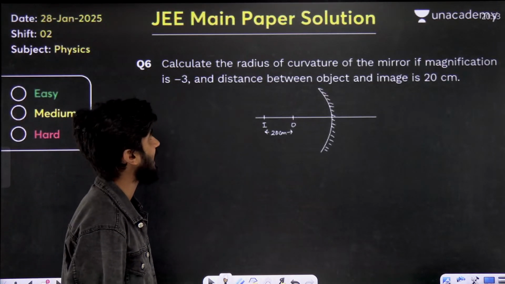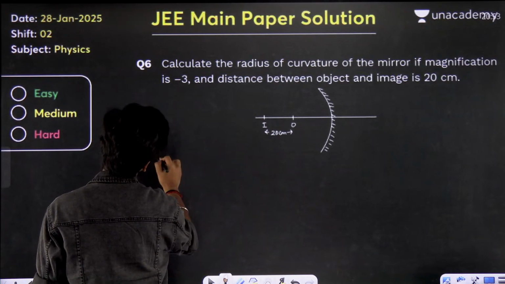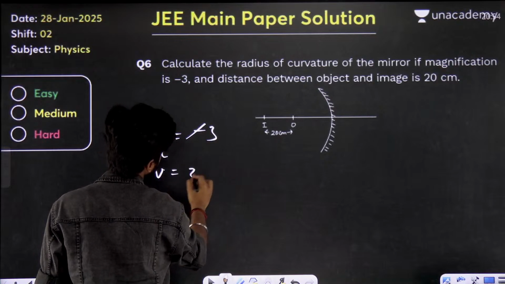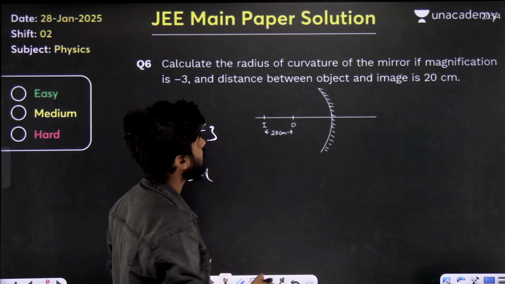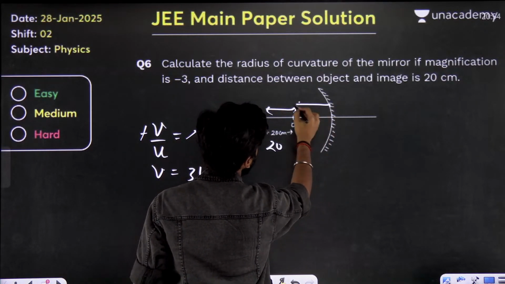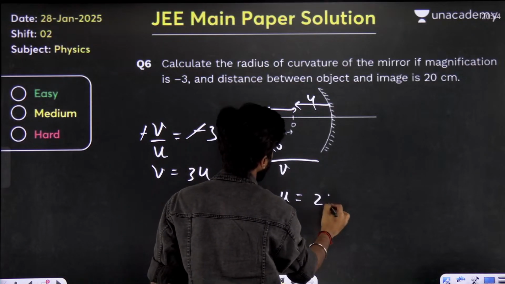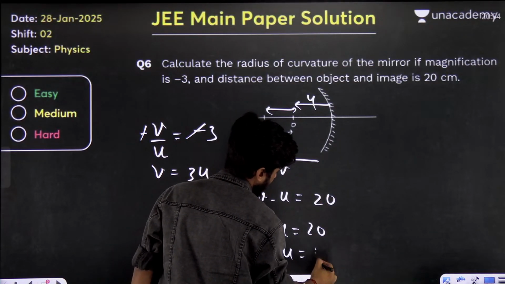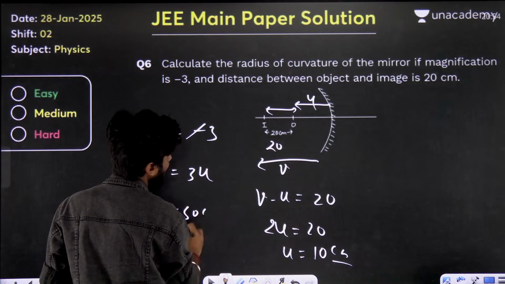What the question is saying: calculate the radius of curvature of the mirror if magnification is -3. That means minus V by U is equal to -3, so V is equal to 3U. We know that the object and the image distance differ, and this difference is 20. So V minus U is equal to 20. Since V is 3U, 2U is equal to 20, so U is 10. If U is 10 centimeter, V is 30 centimeter.